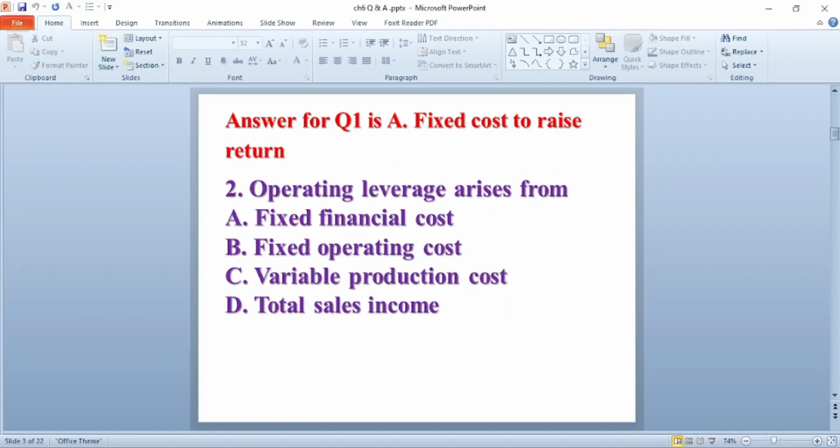Question number 2. Operating leverage arises from A, fixed financial cost, B, fixed operating cost, C, variable production cost, D, total sales income. The answer is B. Fixed operating cost.